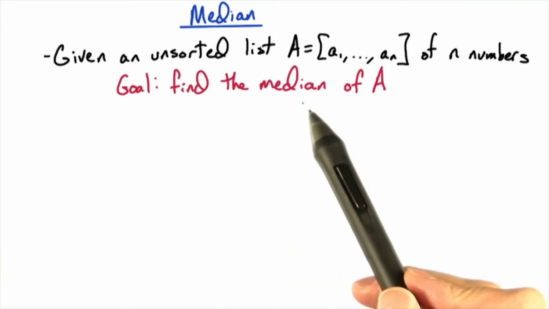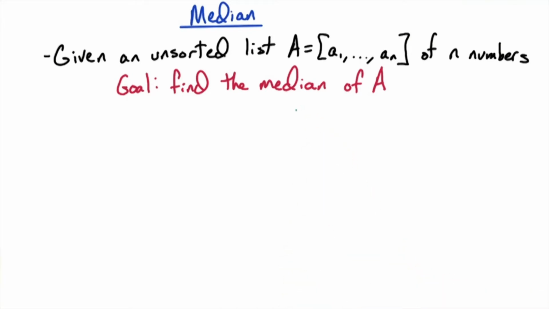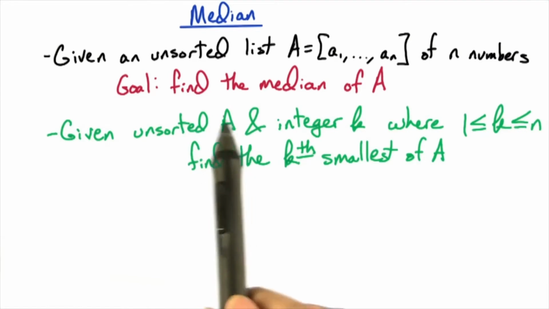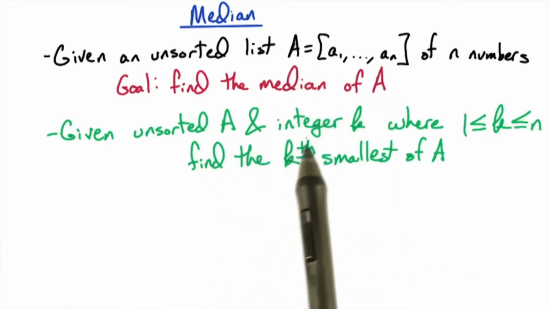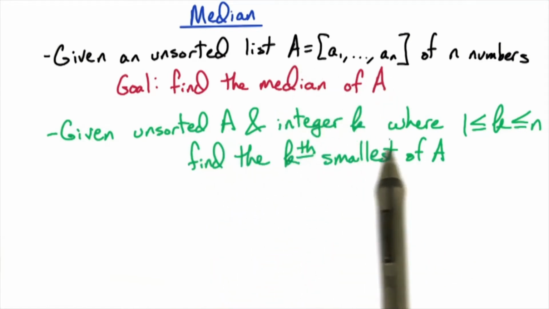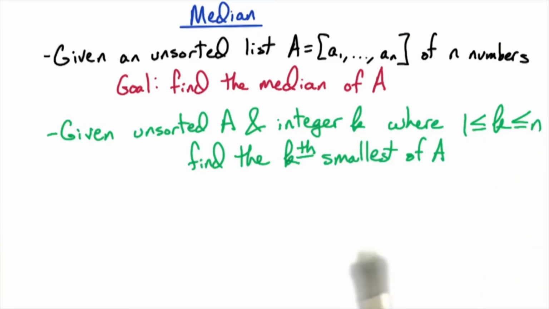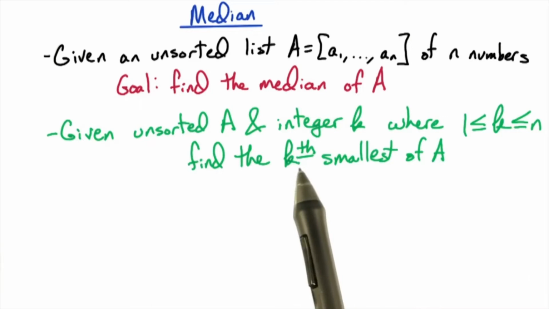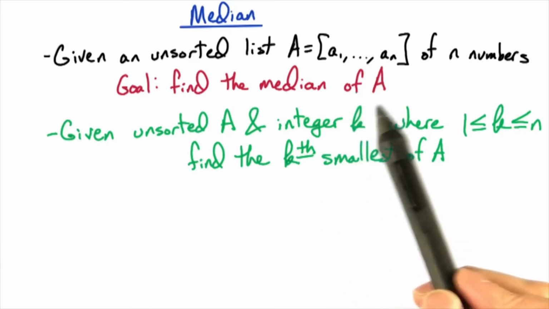Instead of finding the median element, we want to find the k-th smallest, where k is an input given to us. More specifically, we're going to look at the following problem. We're given an unsorted list A, just as before, and we're also given an integer k, where k is between 1 and n. Our goal is to find the k-th smallest of A. So if we set k equal to n over 2, then that'll be the median.